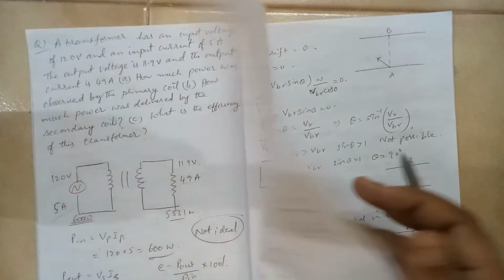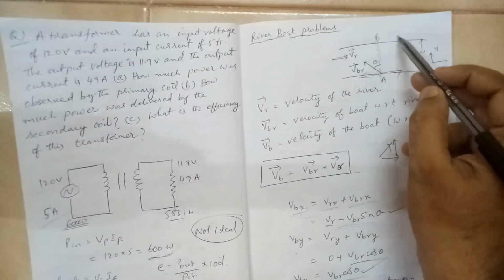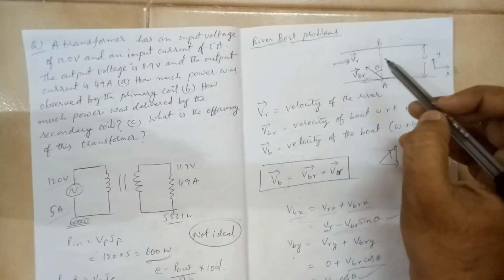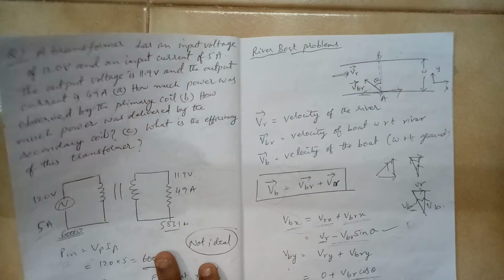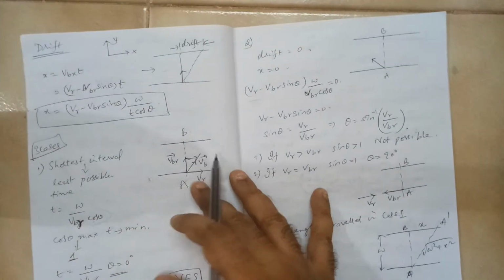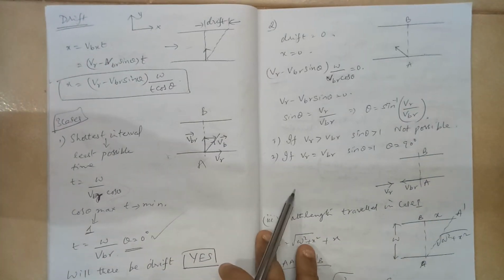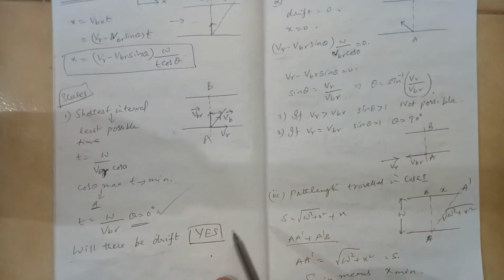Do not get confused that when you are going like this you are going to drift. Alright. So for the shortest time, what is the condition? He has to go along the AB direction as per the equation we have got. So theta is equal to 0. So in this case, will there be drift? Yes, there will be a drift.